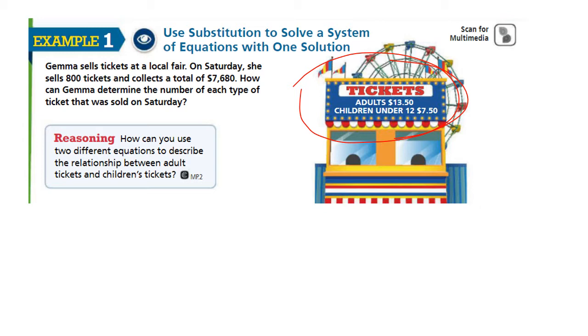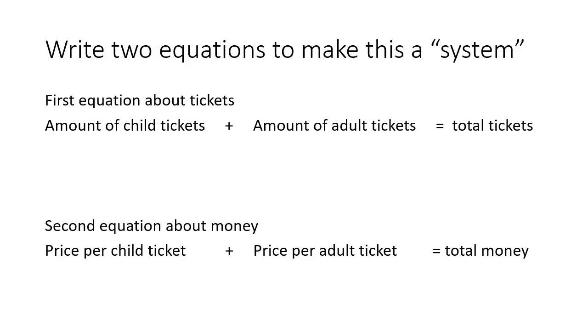So the way that I like to think about equations like this is, I know it's a system and I know it's going to be two different equations, so I'm going to break it down in my head like this. The first equation is going to be about tickets. It's going to be the amount of child tickets plus the amount of adult tickets equaling total tickets. The second equation is going to be about money. So it's price per child ticket and price per adult ticket and then the total money.